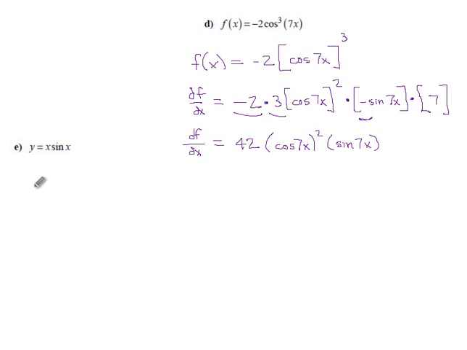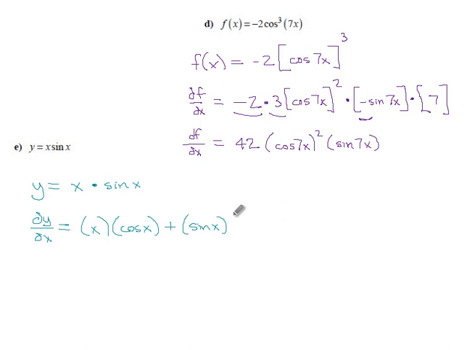And finally, here we have y equals x times sine x. And as soon as you say the word times, you're probably dealing with product rule. So the derivative for this is going to be first d second plus second d first. Here's first. Derivative of the second part means cosine x plus second part.